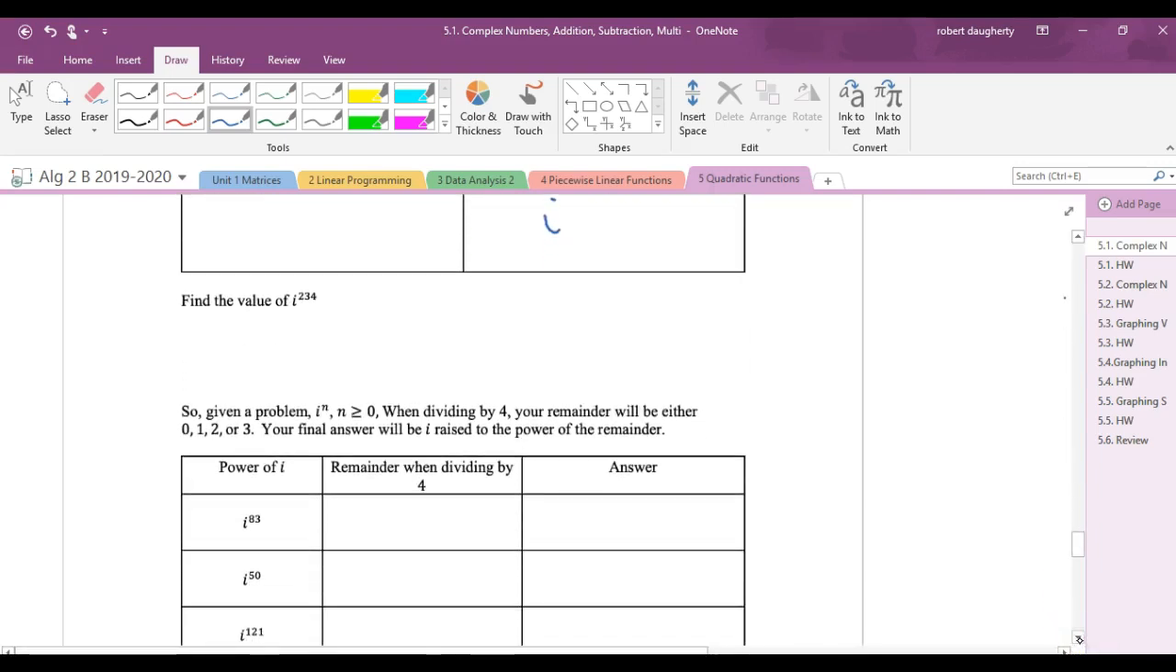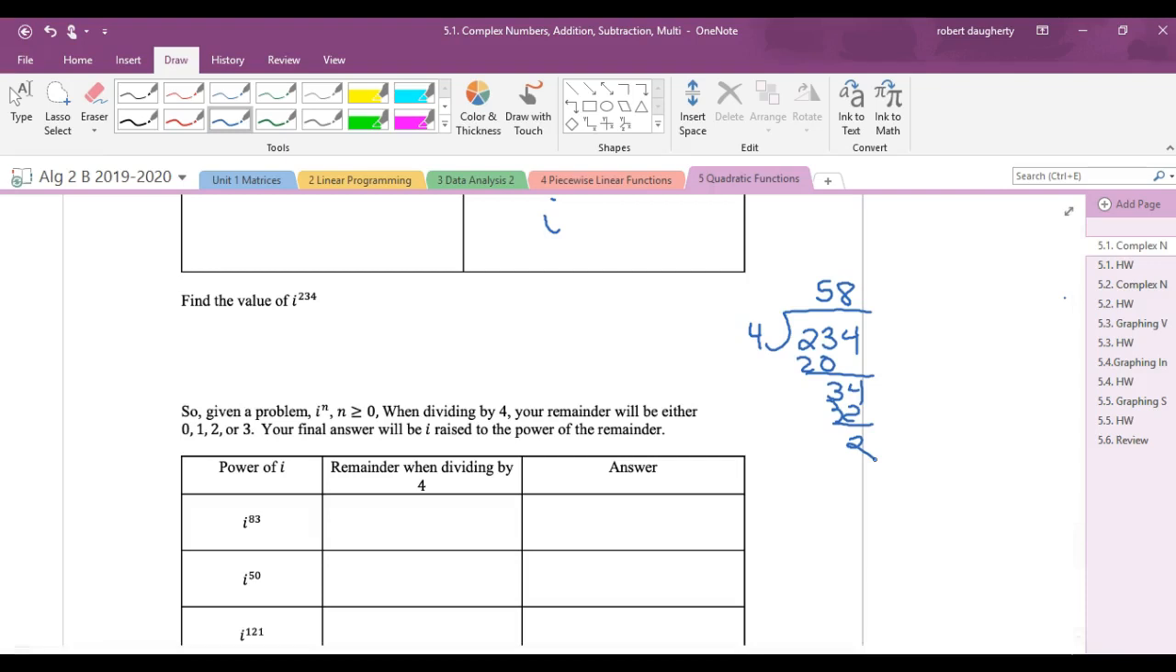i to the 234th, okay? It feels hard because the number is bigger, but all I need to do is take 234 and divide it by 4. So when I divide this number by 4, I get what? 5. 5 times 4, that's 20. 4 would go into 34, what, 8 times? Right? Is that correct?